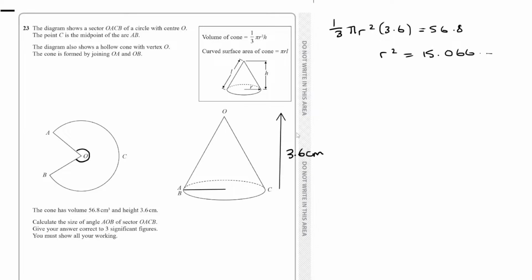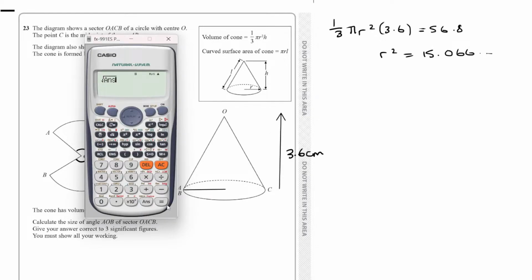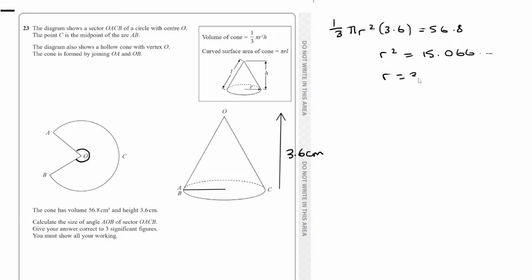And then obviously you want to square root that, so you just want to know the radius. 3.88. Okay, so that's the radius of the cone. It's not the radius of the actual sector, right? It's not the radius of that one, just of the cone.